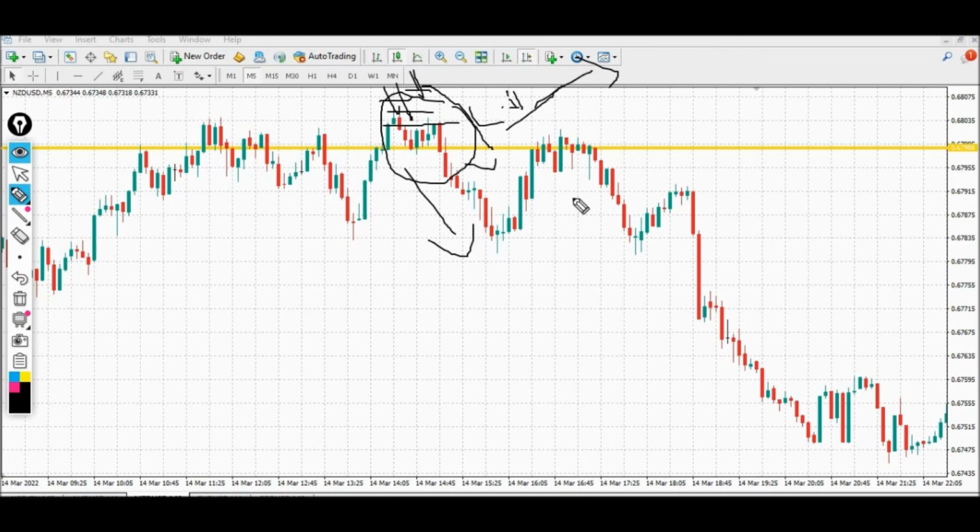Okay guys, so that's how you can easily scalp using an order block strategy. I hope you've really understood, and kindly test this on your demo account before going live, okay, perfectly.